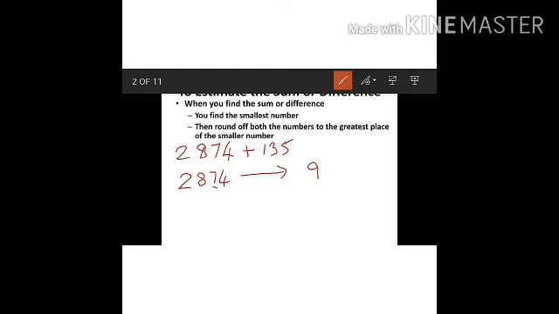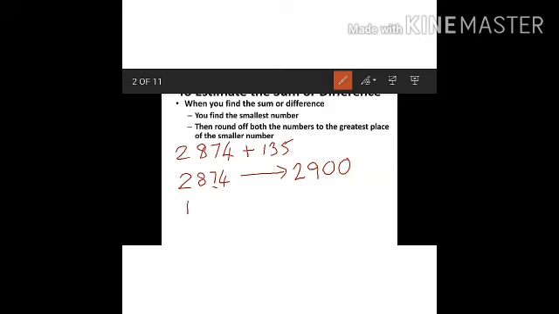Then what about the tens and ones places? We put zeros in the tens and the ones place. And now we write the thousands place as itself, so 2 will be written here itself. So when we are rounding off 2874 to the nearest hundreds, we'll get the answer as 2900.